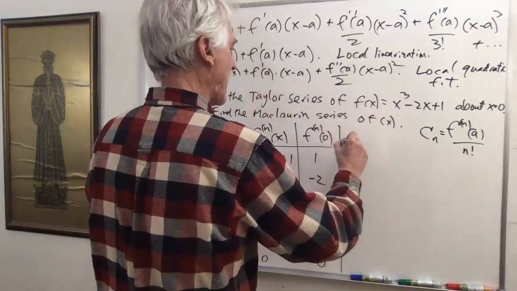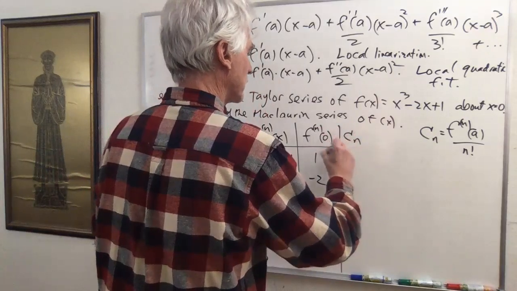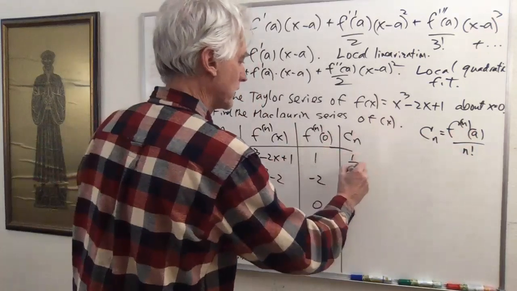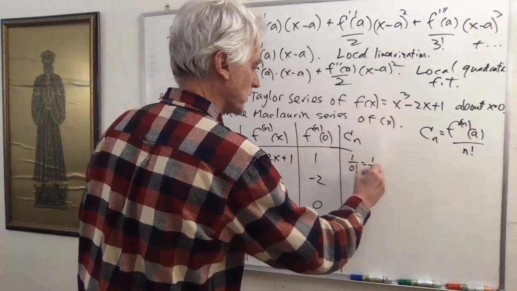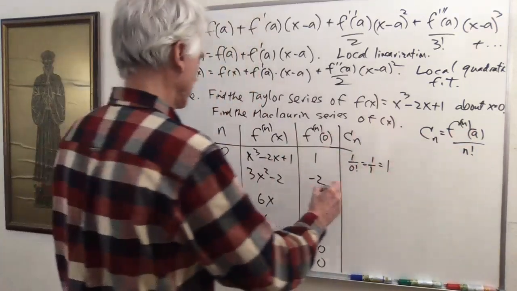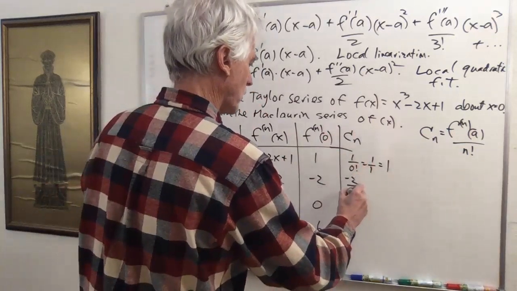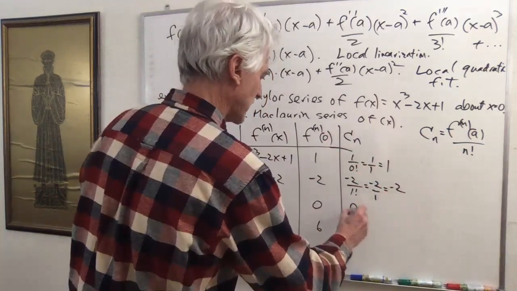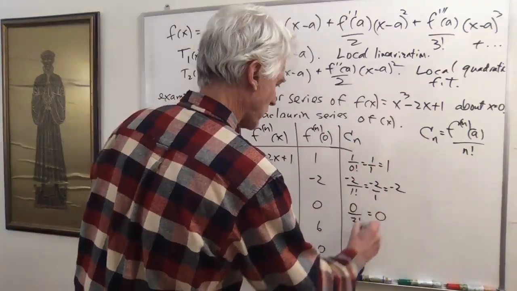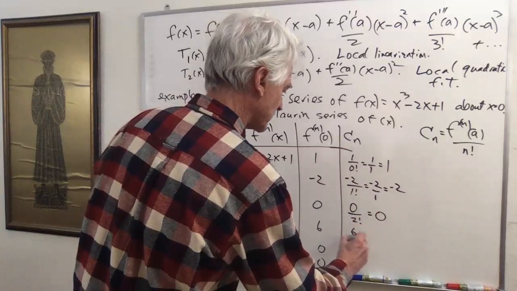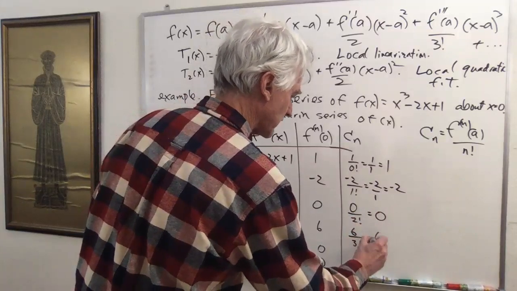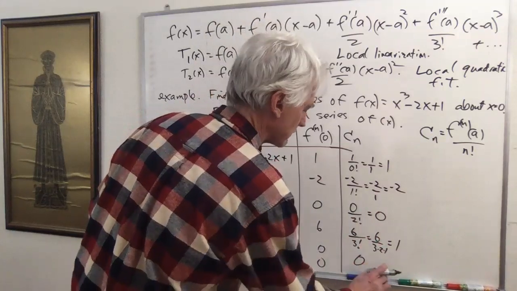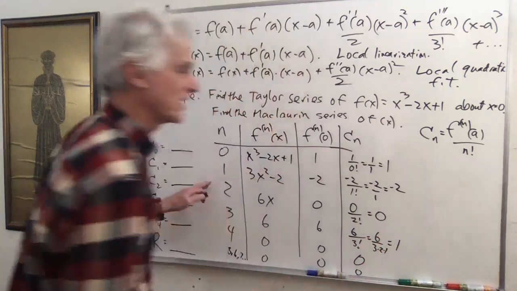And then we have Cn. I take this number divided by n factorial. 1 over 0 factorial, that's 1 over 1 is 1. And here we have negative 2 over 1 factorial, that's just negative 2. And here we have 0 over 2 factorial, that's 0. Then we have 6 over 3 factorial, that's 6 over 3 times 2 times 1, that's 1. And then we'll have 0, 0, etc.